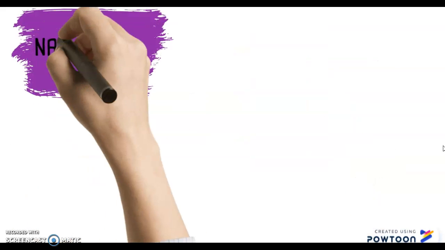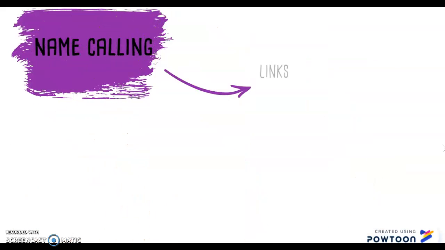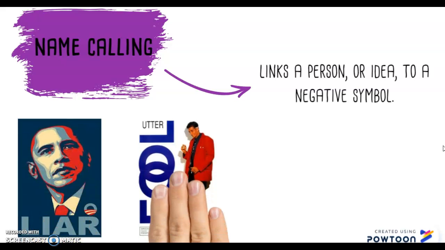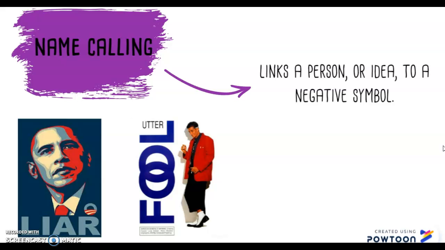The first technique is called name calling, and this is when an advertisement is linking a person or an idea to a negative symbol. So you can see some examples here. You'll see words like liar or fool, and they're linking those words to a person or idea.